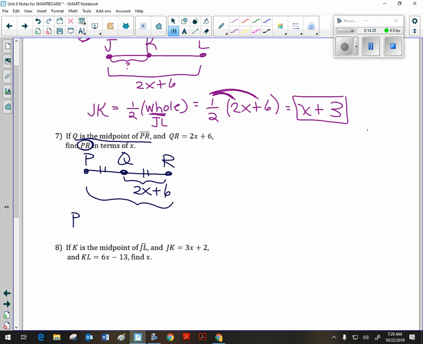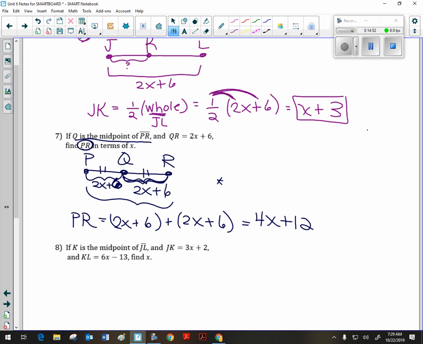So one of the things that I know is PR is the whole thing, and if one part is 2x plus 6 and Q is the midpoint, then the other part must also be 2x plus 6. So PR is really 2x plus 6 plus 2x plus 6, which gives me 4x plus 12. Just as a little note, you could have also said that PR is 2 times the quantity 2x plus 6, and you could have distributed and gotten the same answer. So some of you may say you think that that's a little easier.